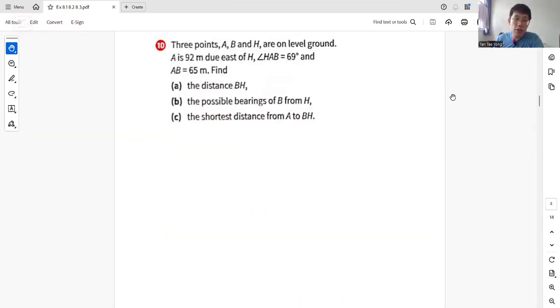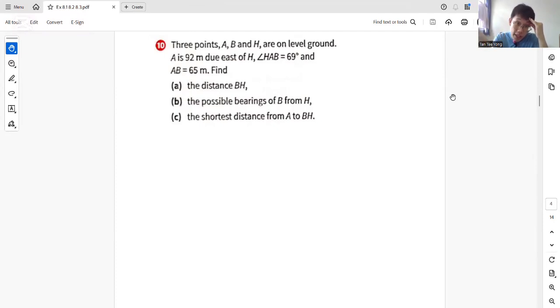Let's go through question 10 together. So 3 points A, B, and H are on level ground. This is a question without a diagram, so of course we have to draw it. But there are actually two possible diagrams that you can draw because of the lack of specific information. Later we will explore those two diagrams.